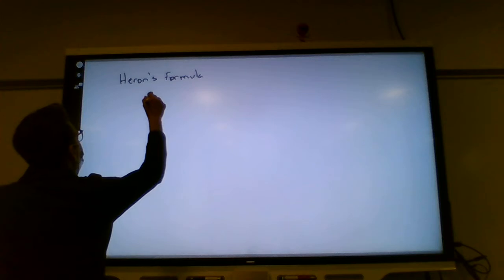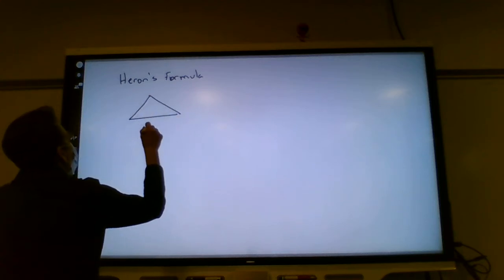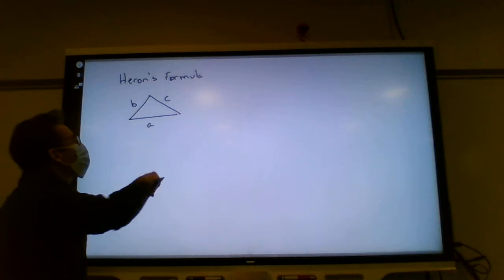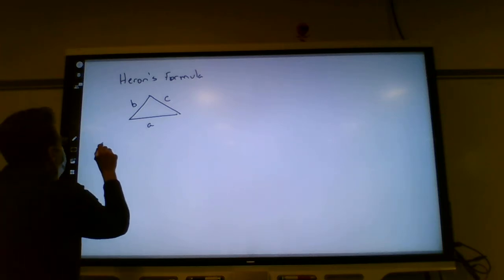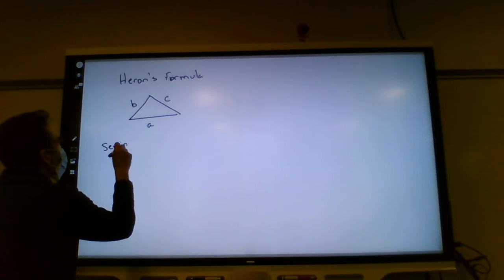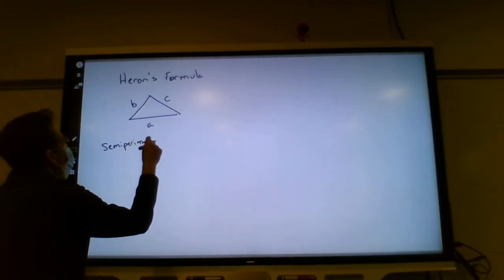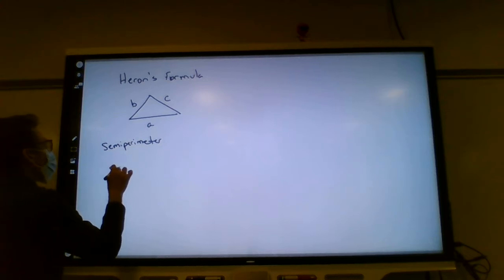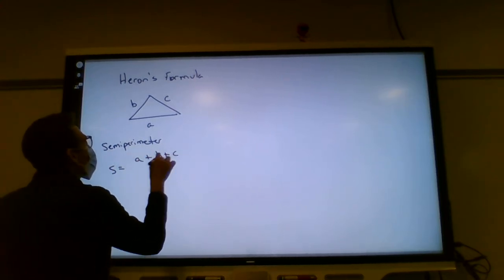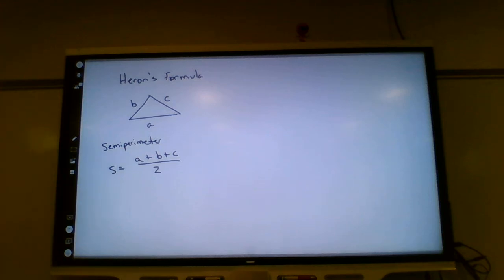formula. But the idea here is if we have a triangle, let's say it has sides A, B, and C. It doesn't have to be a right triangle, just any triangle with sides length A, B, and C. We first calculate the semi-perimeter. All right, so what does perimeter of a triangle mean? Adding all the lengths together, right? So the semi-perimeter starts with that, adding all the lengths, but then divides by 2. All right, so add all the lengths and then divide by 2. So that's the semi-perimeter.